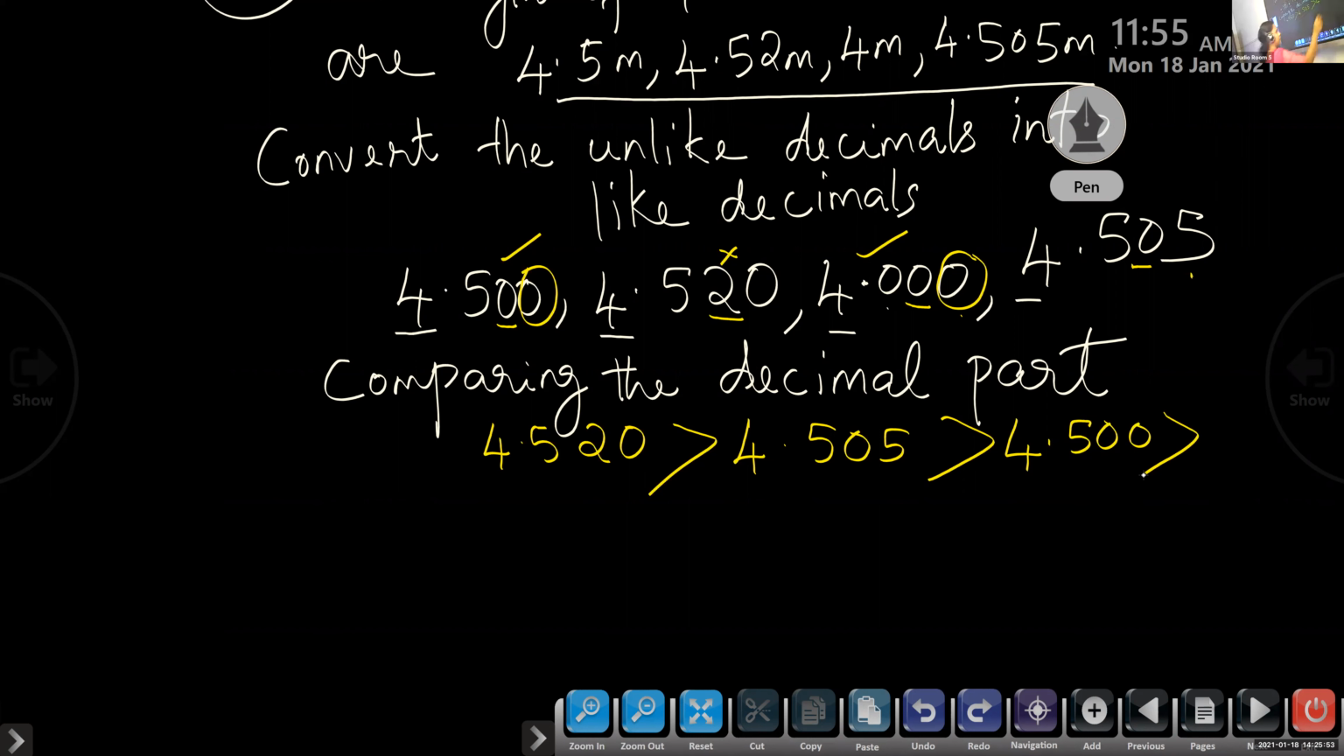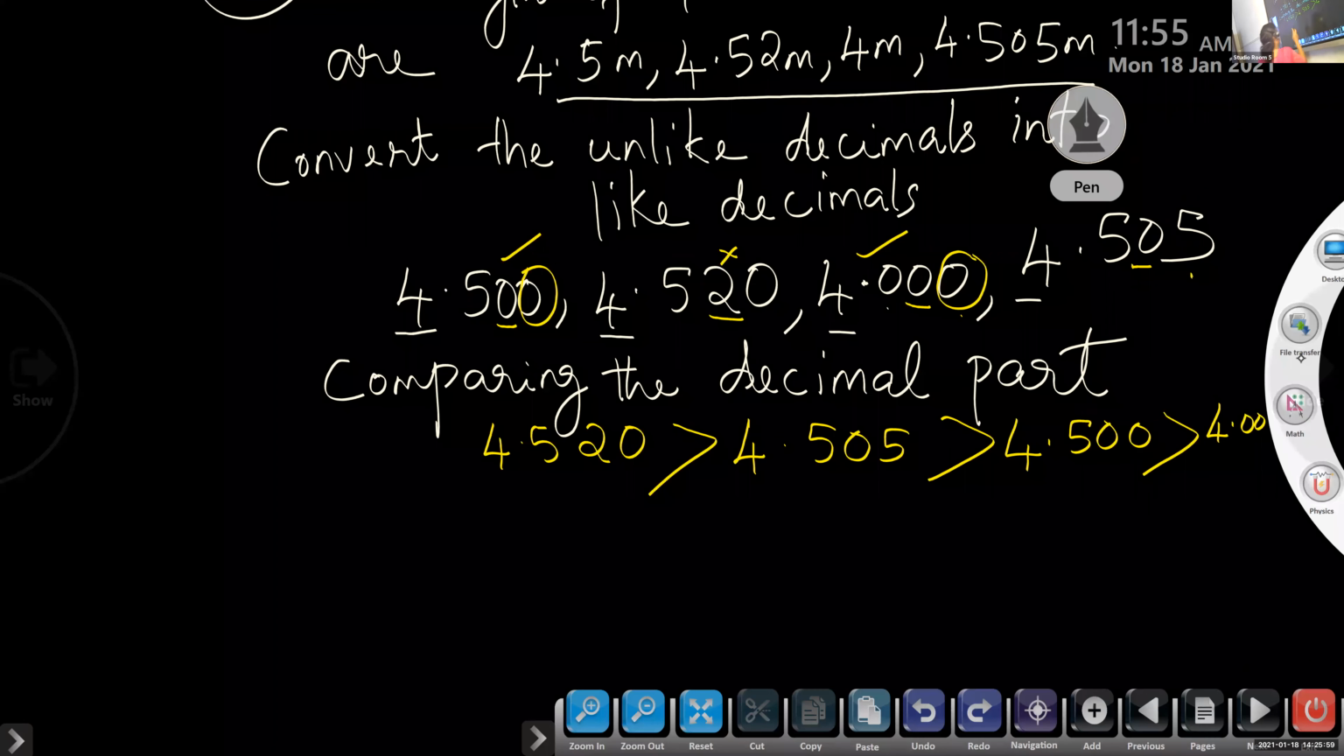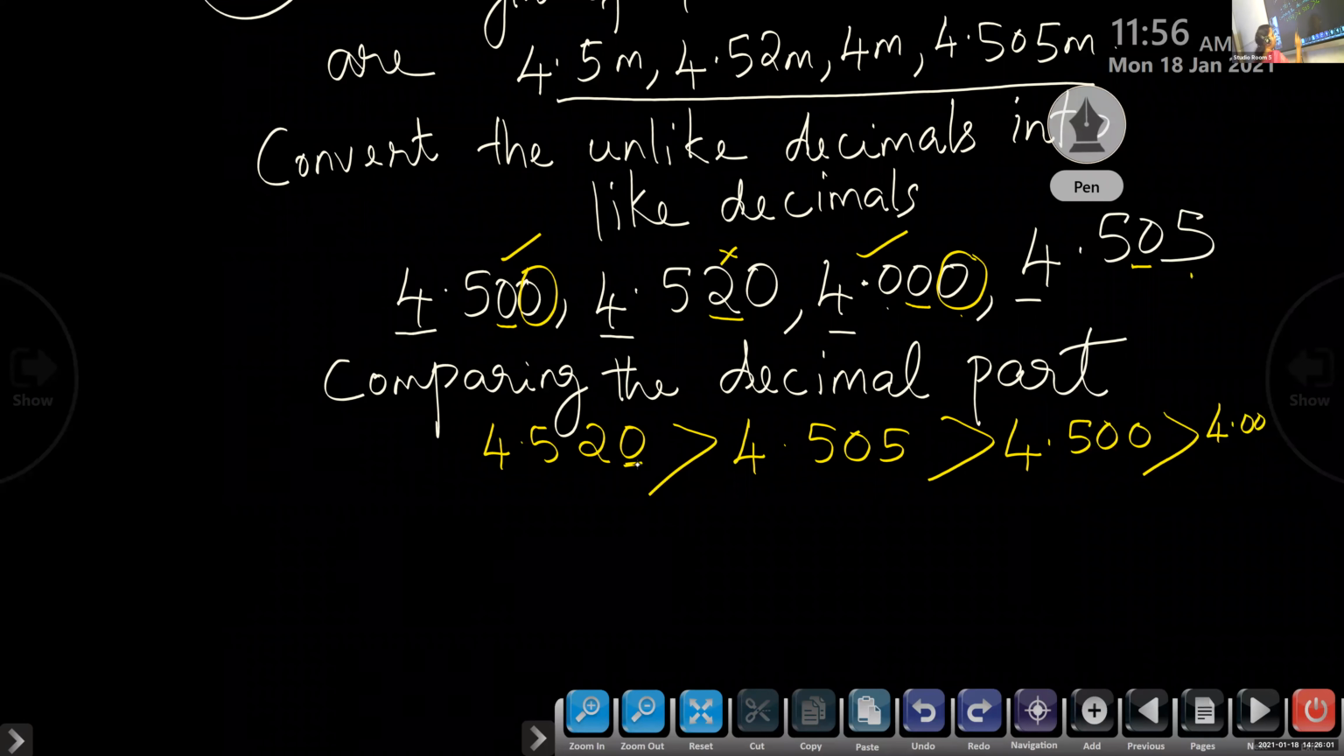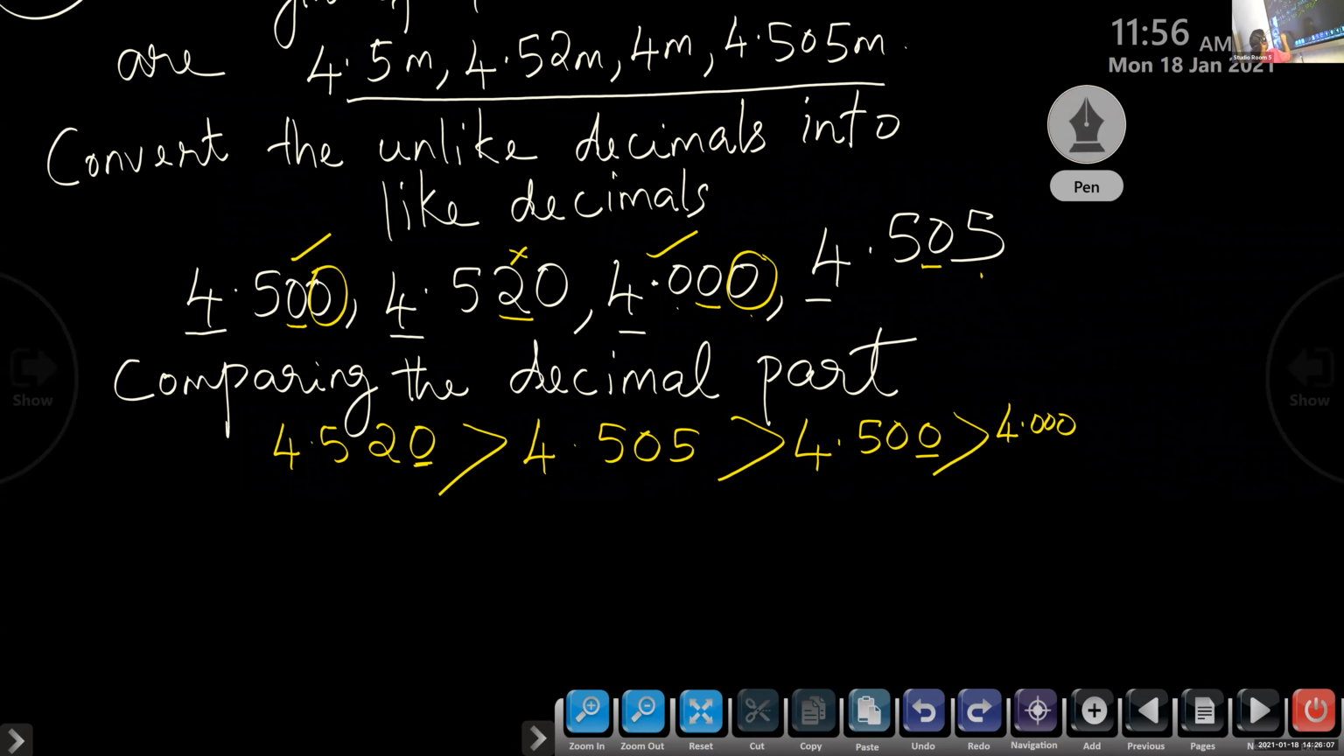4.000. Yes, 4.00. So now we will write according to the question that is given. In the question we don't have these zeros, so we will write 4.52 is greater than 4.5. We are just writing from the question.